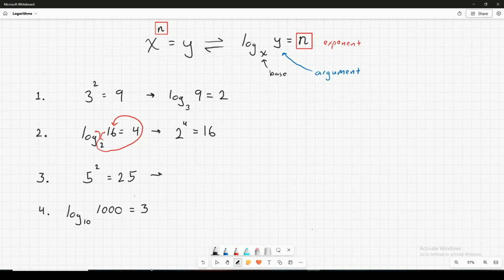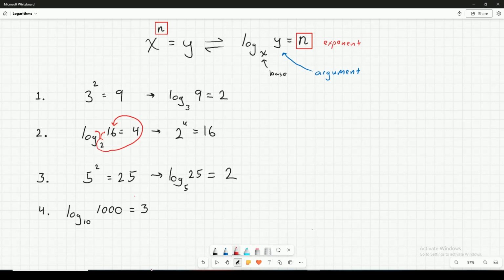Let's rewrite this one right here. 5 to the power of 2 is 25. Well, logarithms are exponents, so our answer is going to be the exponent. In this case, it's going to be 2. Cool. So now we can write the word log. Log base what? We look at our conversion up top. It's going to be log base 5. And the argument is going to be 25. So log base 5 of 25 is equal to 2.